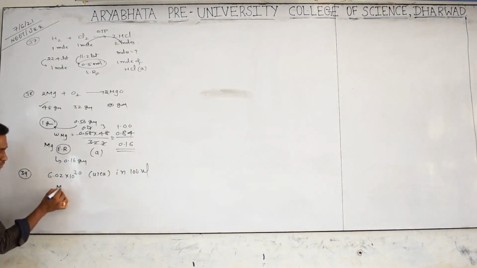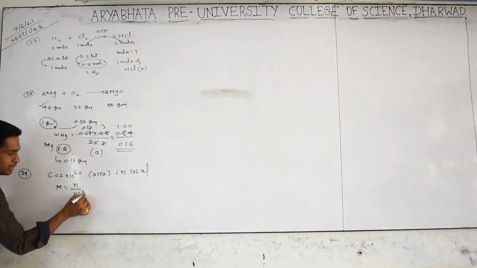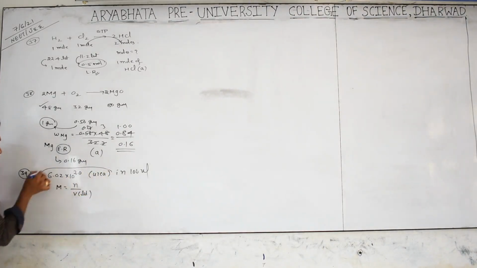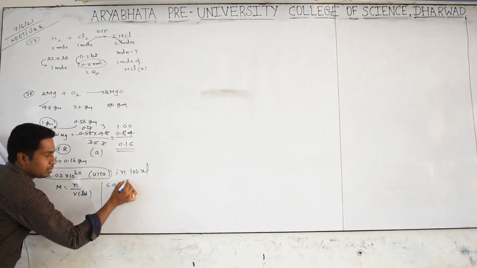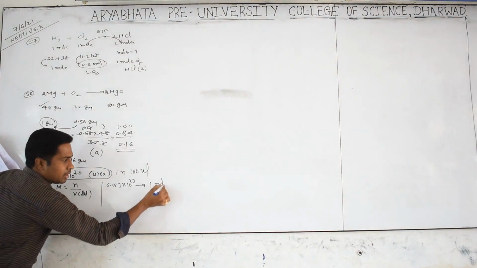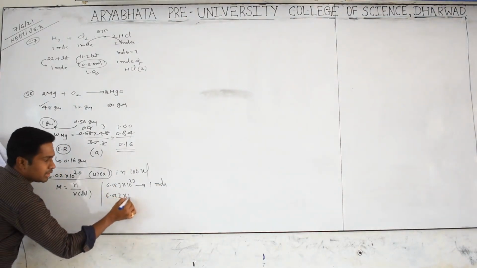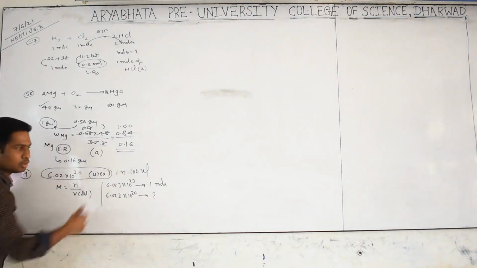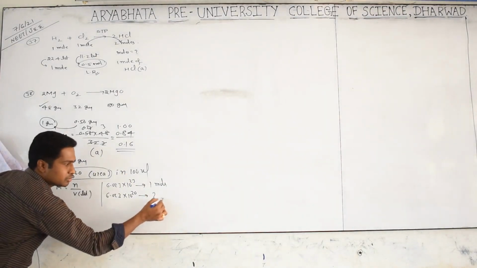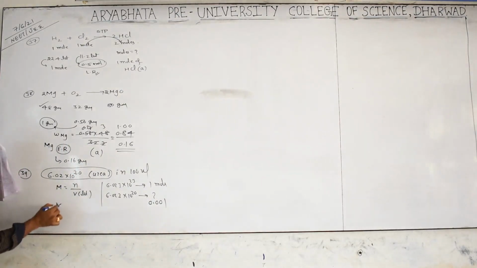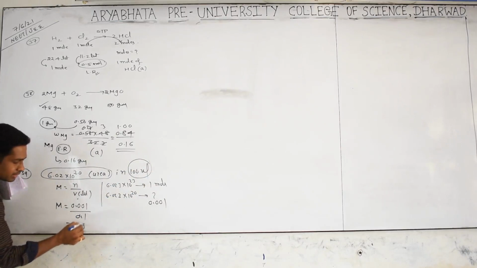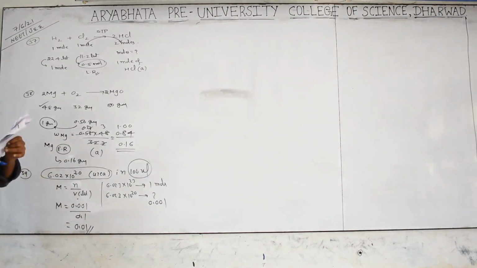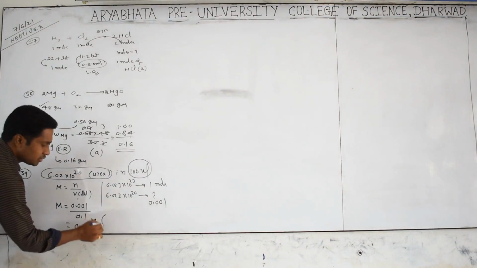Generally, molarity is equal to number of moles by volume in liters. From these molecules can we get the moles? Yes, you know very well. 6.023 into 10 to the power of 23 means 1 mole. But 6.023 into 10 to the power of 20 means how many moles? Do cross multiplication, we are getting 0.001. Molarity is equal to 0.001 by volume in liters, but it is given in mLs, so 100 ml is 0.1 liters. So molarity is 0.01 molar, option D.